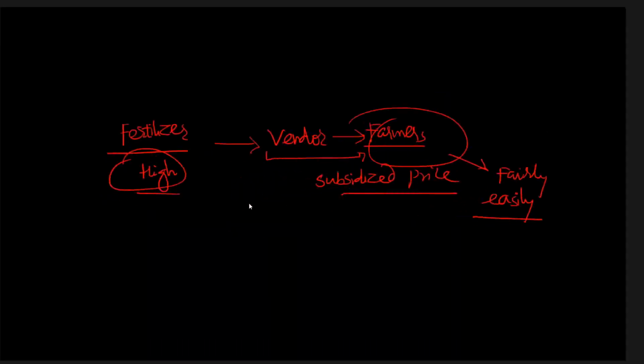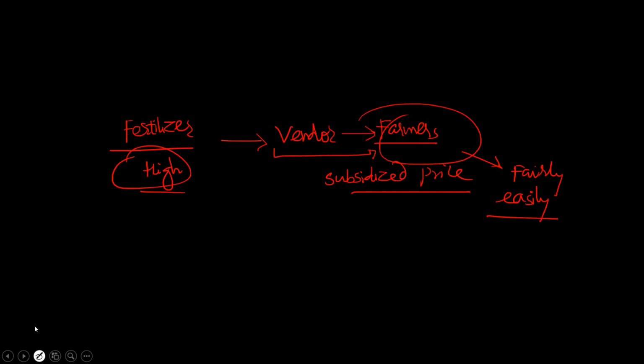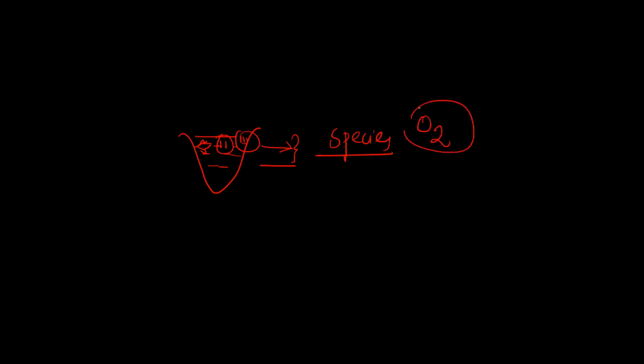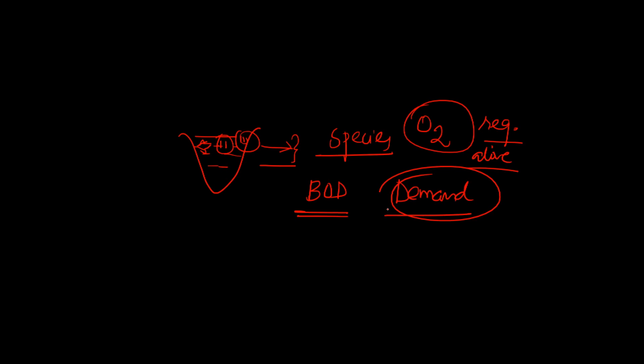Okay, so this is a water body. And here are aquatic species, say species 1, 2, 3. So the group of these aquatic species will have a certain amount of oxygen requirement. They will require a certain amount of oxygen in order to be alive. So this oxygen requirement is said to be BOD, because they demand this much amount of oxygen, and that demand has to be fulfilled.